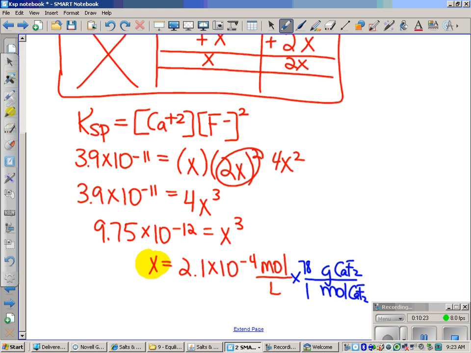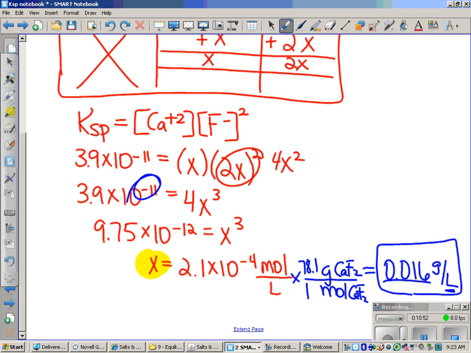So for every 1 mole, the molar mass of CaF2 is 78.1. If I multiply that out, I get a final answer of 0.016 grams per liter. So that is the solubility of CaF2. What this is saying is that for every 1 liter, I can get 0.016 grams of that solute to dissolve. Just a tiny, tiny bit. Look how small that is.